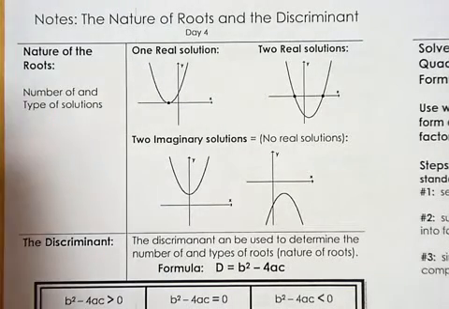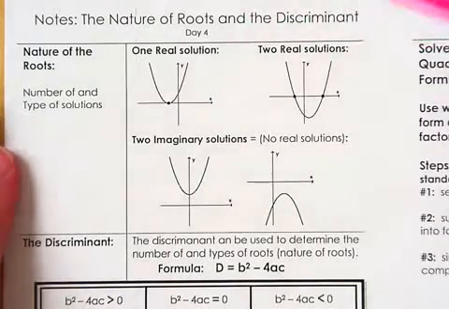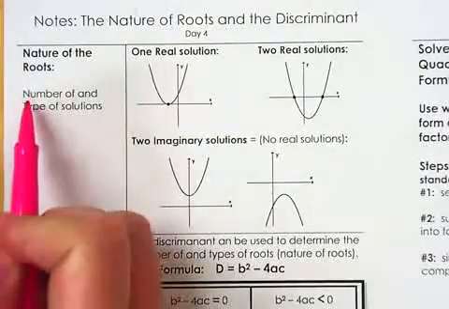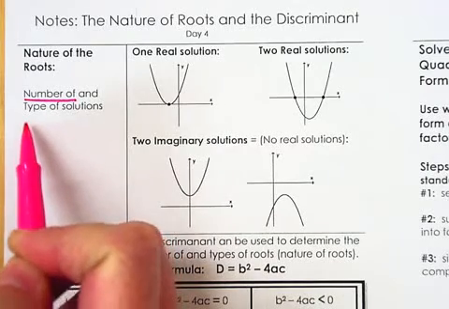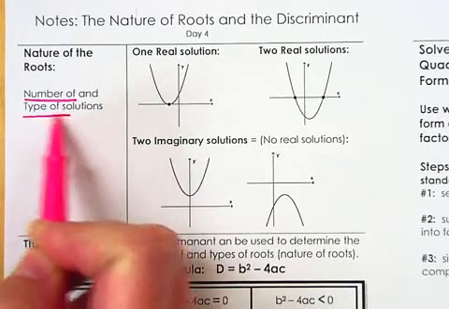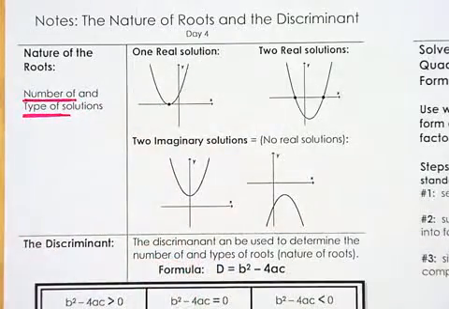In this lesson, we're going to use the discriminant to determine the nature of the roots for a quadratic equation. So the first thing we want to understand is, what does it mean, the nature of the roots? When we're looking at the nature of the roots, we're actually looking for two specific things: the number of solutions, or the number of roots, and the type of roots. So there's two different things to find, the number and the type.